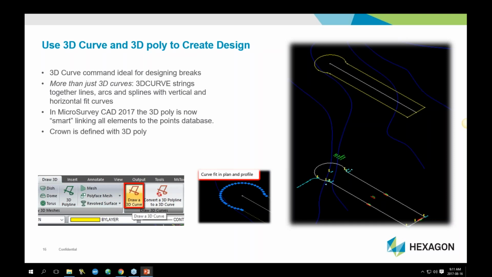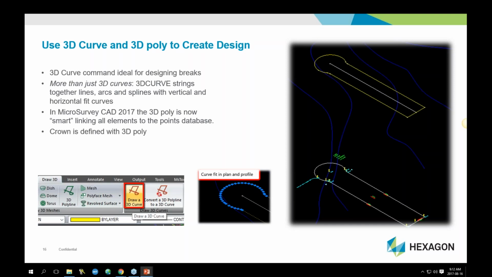Now this is not a new function, it's actually been around for a few years, but it's really powerful for 3D modeling. So you can see the image on the left. You can see where you launch draw a 3D curve. And what this allows you to do is pick on CAD entities that have the desired elevation, and it allows you to generate a 3D polyline.